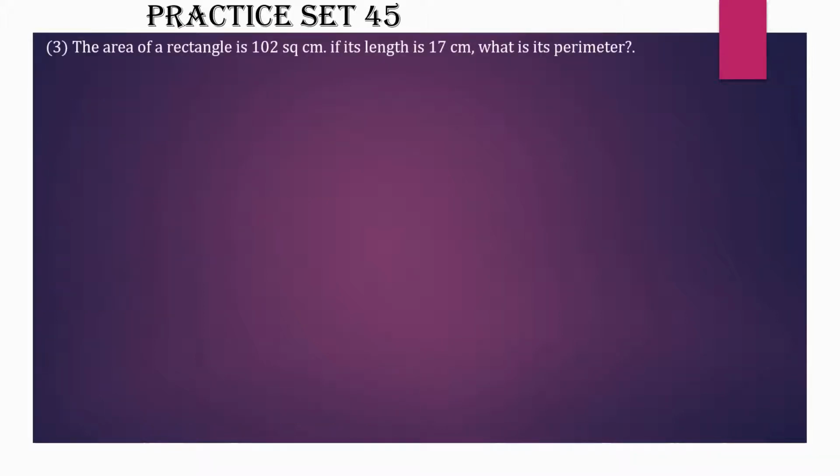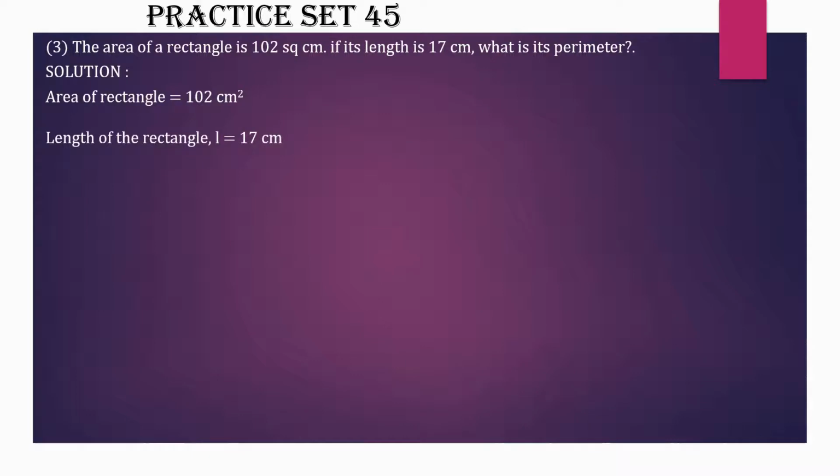Third question is given as: the area of a rectangle is 102 square centimeter. If its length is 17 centimeter, what is its perimeter? So here we have the area of the rectangle given and also the length of the rectangle given. So with the help of the area of the rectangle, we can find out the breadth of the rectangle, and with the help of the length and breadth, we can find out the perimeter. So let us start. Area of the rectangle is 102 centimeter square, which is given in the question. Length of the rectangle L is equal to 17 centimeter, which is also given in the question.